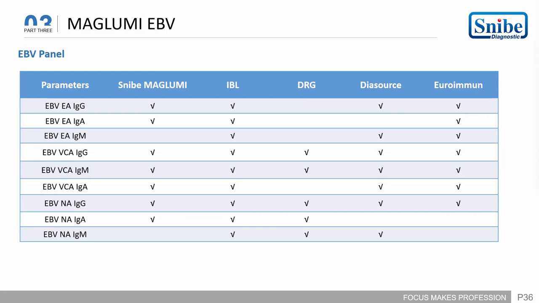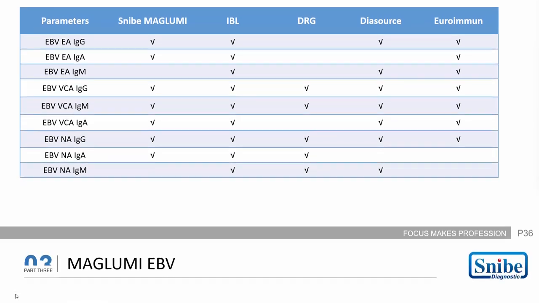And so in the future, we may launch the EBV EA IgM and the EBV NA IgM. So the IgM markers are missing from the SNIBE Maglumi platform, but they are available from the IBL platforms. So that can be available in the future soon, because as of today, we have 235 analytes.